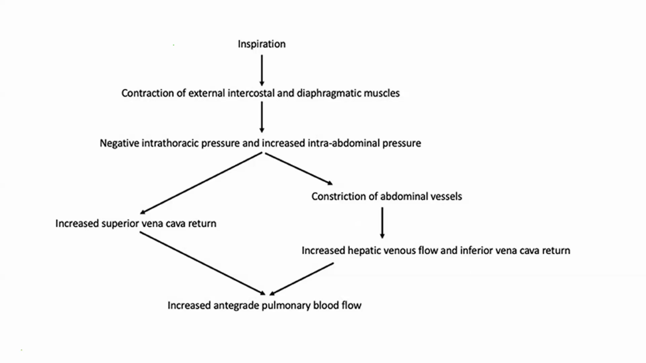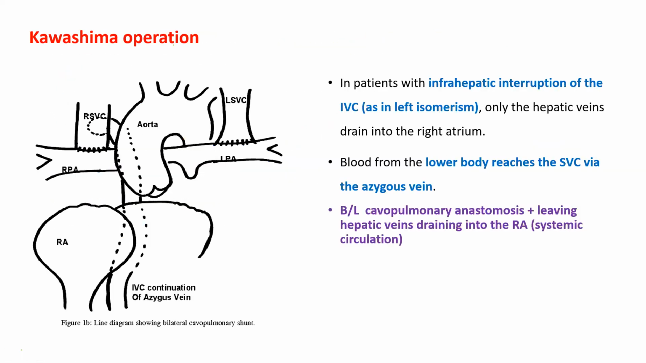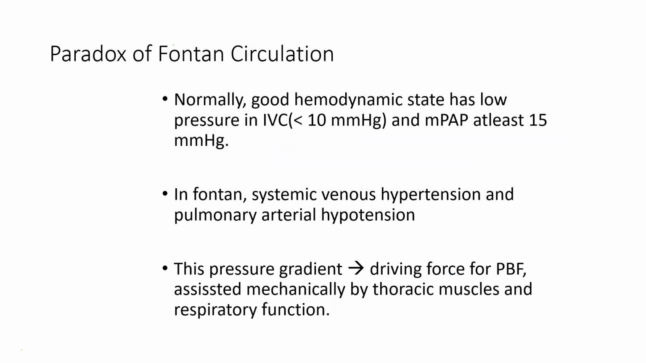PA pressure is usually more than venous pressure, no? When it is connected to the right ventricle, it is more. But if it is connected only to the systemic veins, to the SVC, it will have a relative pulmonary hypotension. So that will lead to a paradox of gradient, the Fontan circulation.